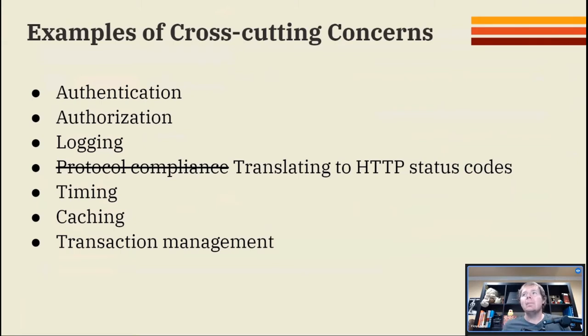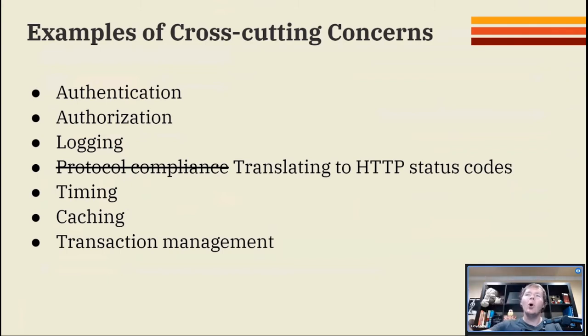So let's talk about some examples of cross-cutting concerns. Authentication, this one's a great one. This is a key example for cross-cutting concerns. Authentication being who are you? Authorization, very similar, but not exactly the same. What are you allowed to do? Logging is something that's really, really useful: every time you touch this particular area of the application, it gets logged, and this particular type of information gets logged.